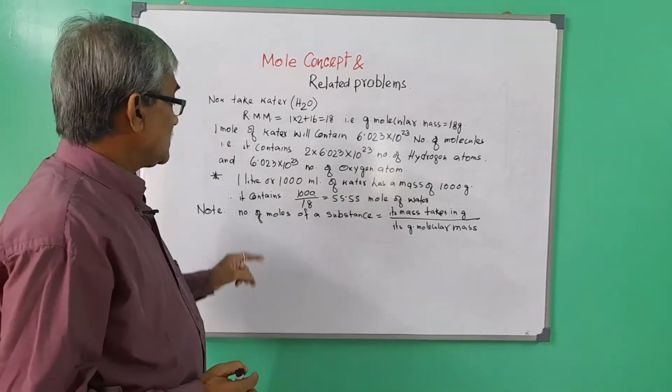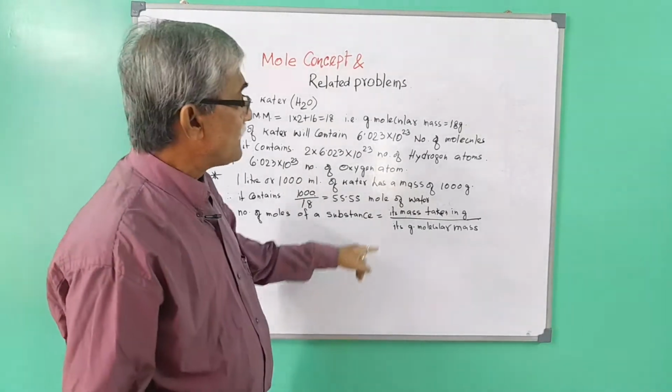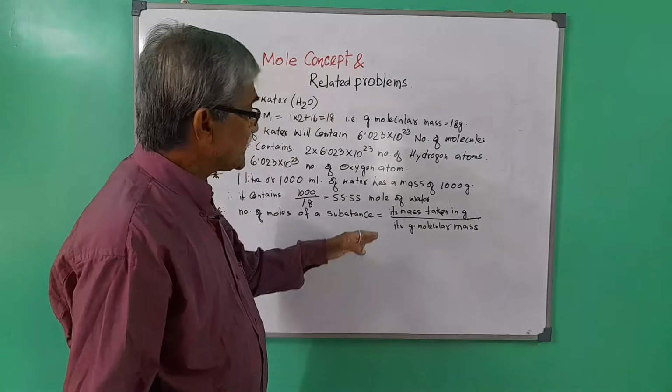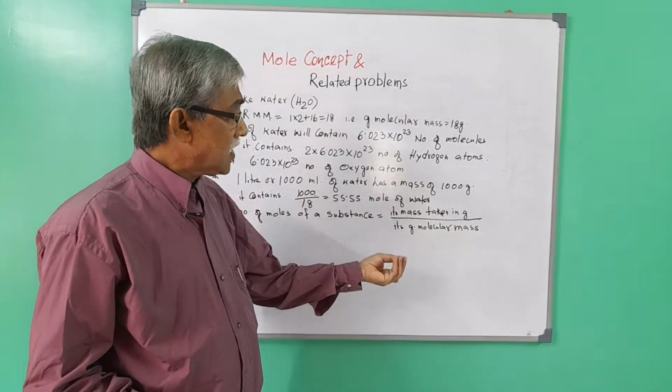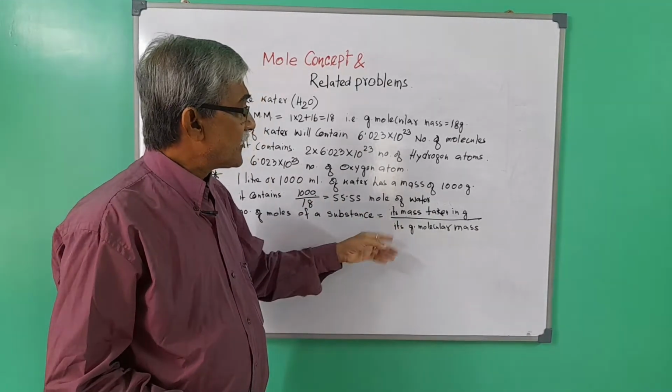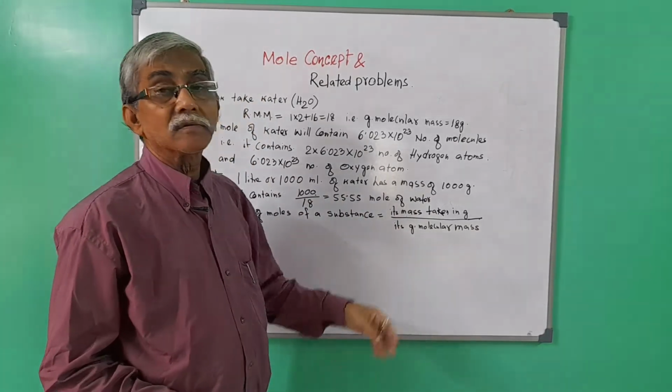Note, the number of moles of a substance, it's a formula you can remember. It's easy to remember also. Its mass taken in gram upon its gram molecular mass.